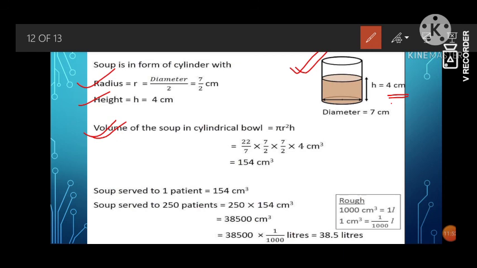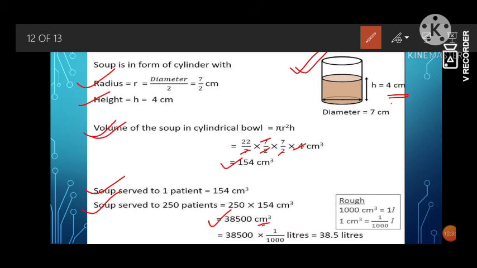Again pi is not mentioned, so we will use 22 by 7 into 7 by 2 into 7 by 2 into 4. So 7 and 7 cancel, 2 cancels and 4 cancels, so we will get 22 into 7, which is 154 centimeter cube as our volume of the soup. Now this volume is served for one patient. So soup served for one patient is 154 centimeter cube. So soup served for 250 patients will be 250 into 154, which is equal to 38,500 centimeter cube.